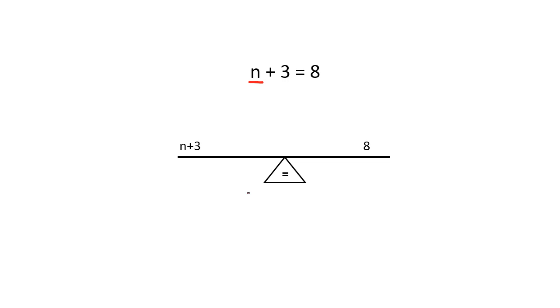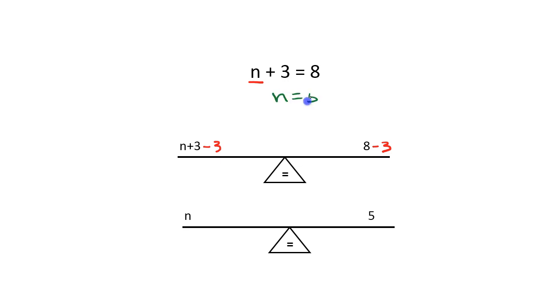So if I look at my seesaw, here's what I'm going to do. I'm going to subtract 3 from the left. But in order to keep balance, I've got to subtract 3 on the right. Now on the left side, when I take a positive 3 and subtract 3, I get 0. And on the right side, 8 minus 3 is 5. Now because n plus 0 just equals n, what I end up with is this. I get n equals 5. That means my solution to this equation is n equals 5.